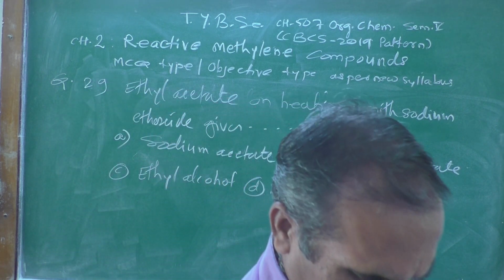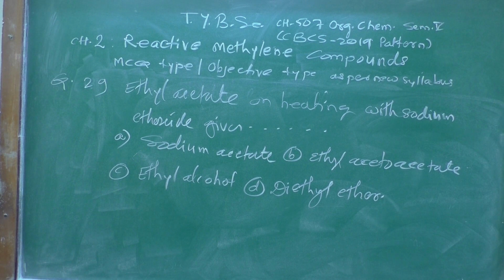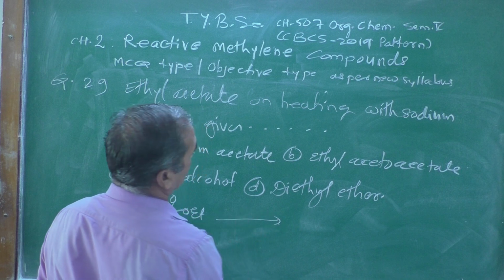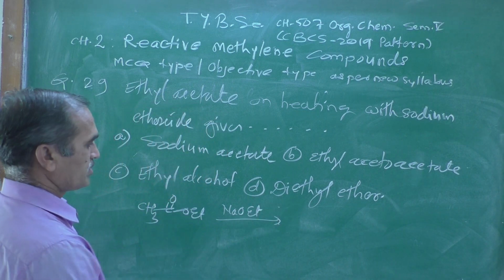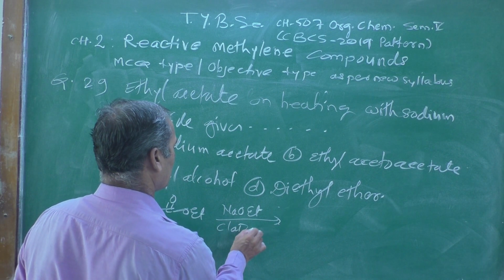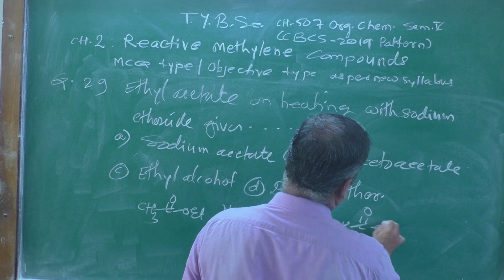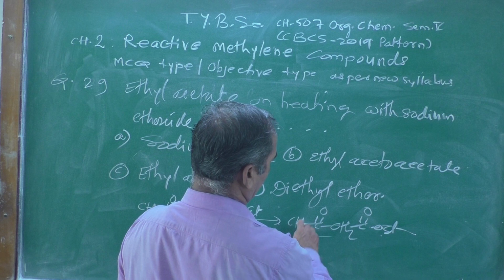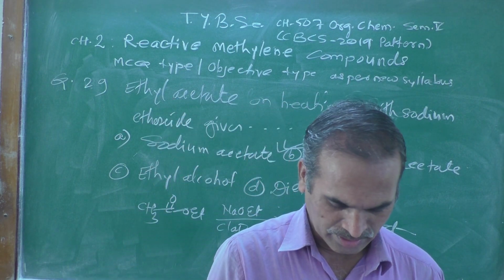Now, what do you think? Which would be the correct answer? Ethyl acetate on heating with sodium ethoxide. Ethyl acetate, as we know, is CH3 C double bond O OEt, and it will be treated with sodium ethoxide, NaOEt. This is a well-known reaction, the Claisen ester condensation, and it produces the product CH3 C double bond O CH2 C double bond O OEt. This is known as ethyl acetoacetate, or acetoacetic ester, or beta keto ester, and B is the right answer for this question.